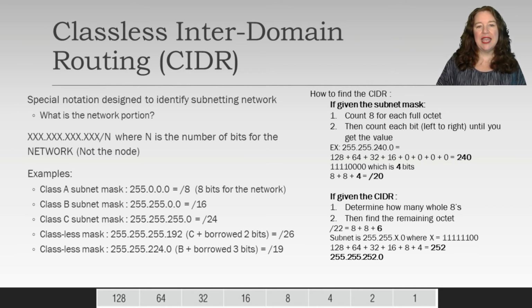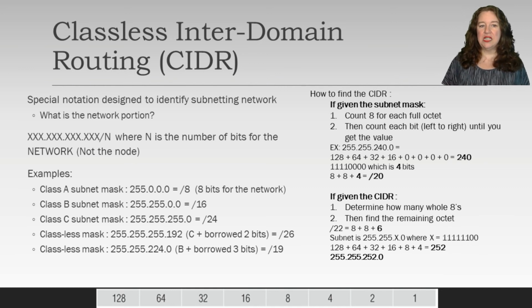So a basic class A subnet mask, 255.0.0.0, is going to be a /8 because there's 8 bits used for the network. If you have a basic class B, you're going to have 16 bits, 255.255.0.0. Class C is 24 bits. Now, let's say we did a classless 255.255.255.192. So it's class C with 2 borrowed bits. The 2 borrowed bits add to the 24 to make it a /26. We have a class B with 3 borrowed bits, 255.255.224.0, and that's 16 plus 3, or a total of 19.